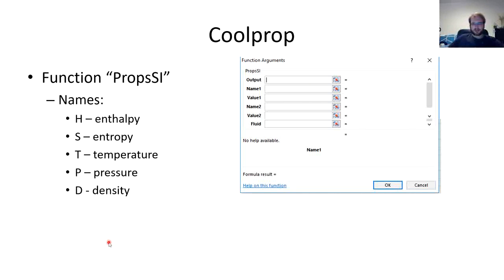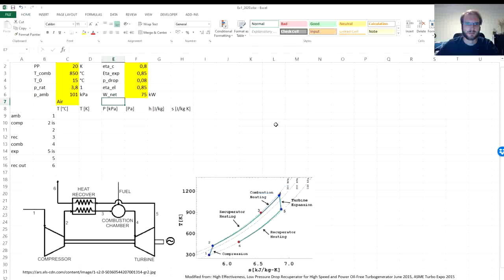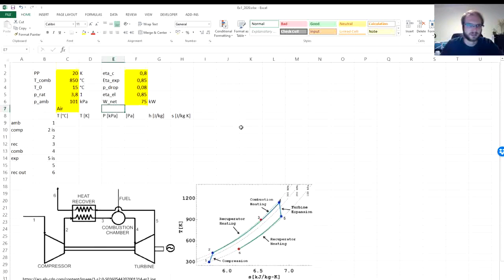Now I will just review that we will use CoolProp for the fluid properties, where the main function which we will be using is PropsSI, and the names of the major parameters like enthalpy, entropy, temperature, and so on, have keywords in the dialog box for the function input over here. So, in order to calculate this model, we will show how to build it in Microsoft Excel with the CoolProp properties.